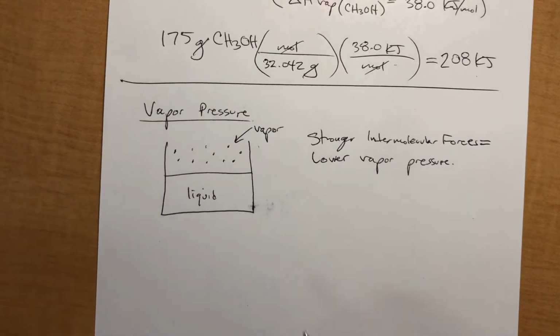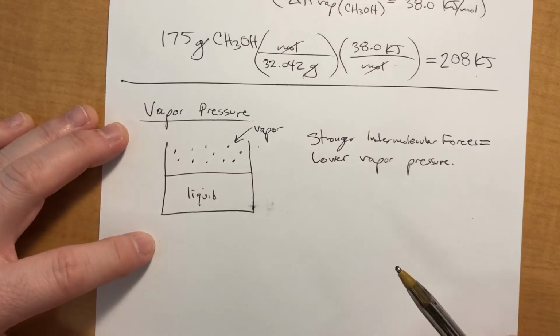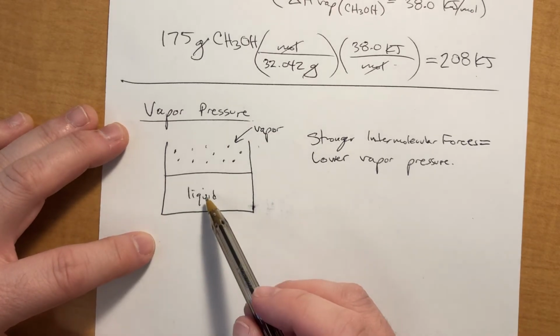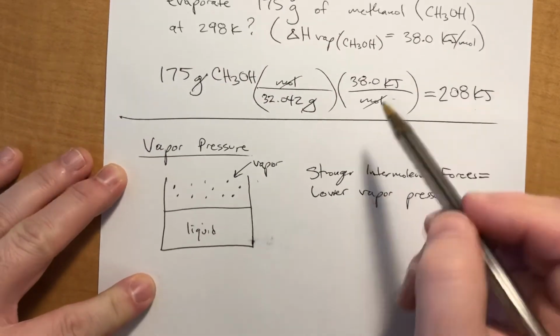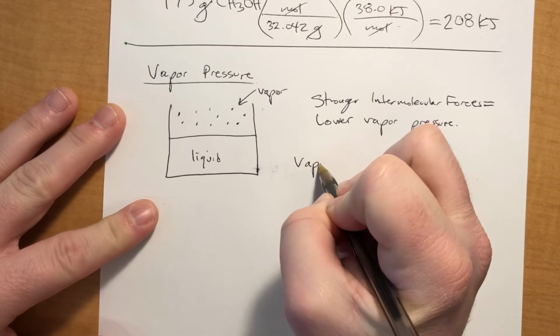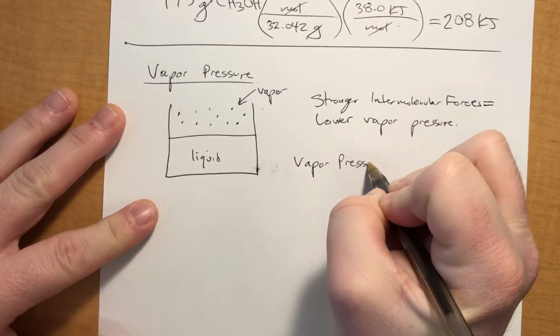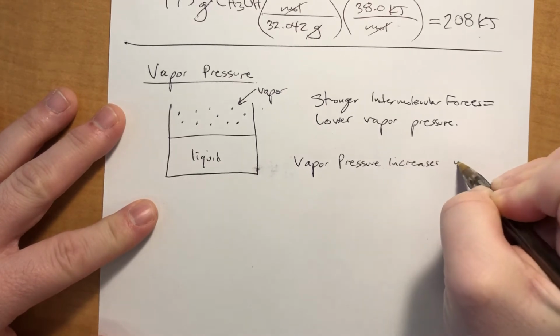Okay. The amount of vapor goes up if you increase the temperature. Okay, because it makes sense. You're overcoming these. You have energy. You have enough energy to overcome these forces. Okay, so vapor pressure increases with temperature.